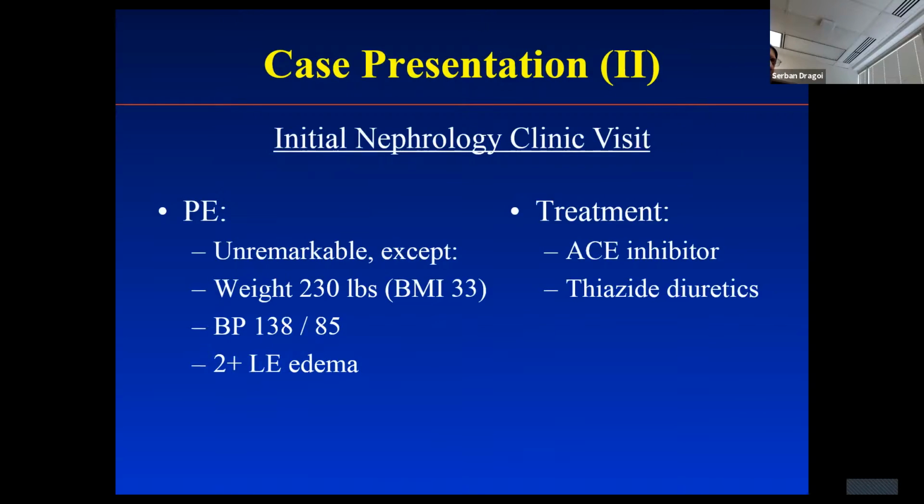Let's say, so initial nephrology visit, exam is unremarkable, except he's got a BMI of 33. His weight is 230 pounds. His blood pressure, it's a little bit better than the previous one we listed. He's got this 2+ pitting edema in the lower extremities. He's treated with, let's say, hydrochlorothiazide lisinopril combination.